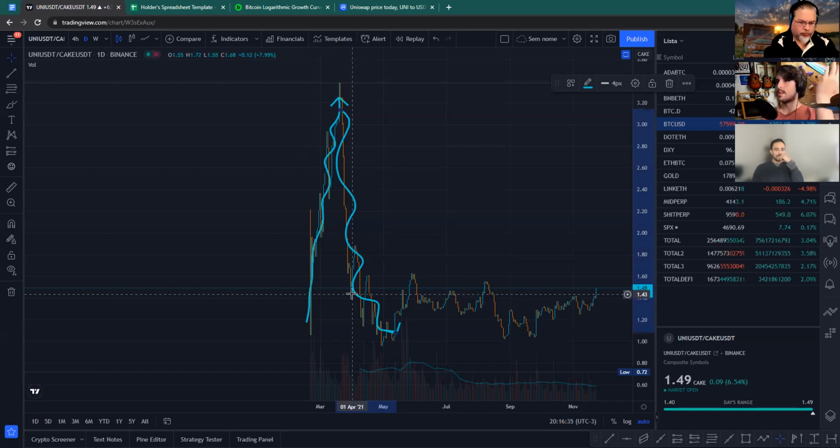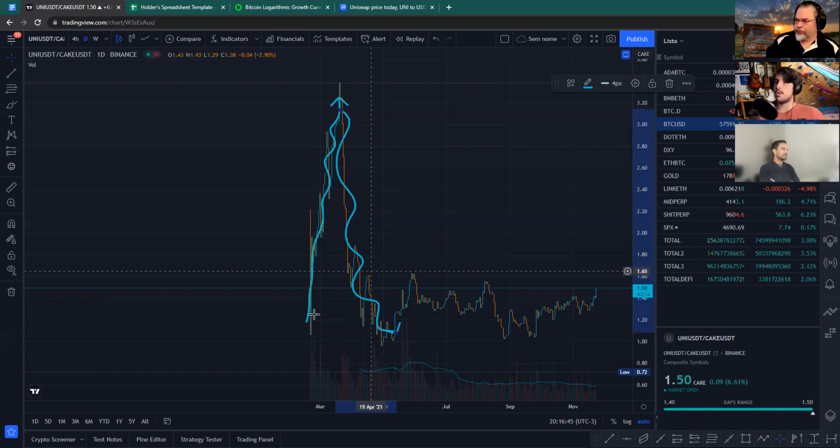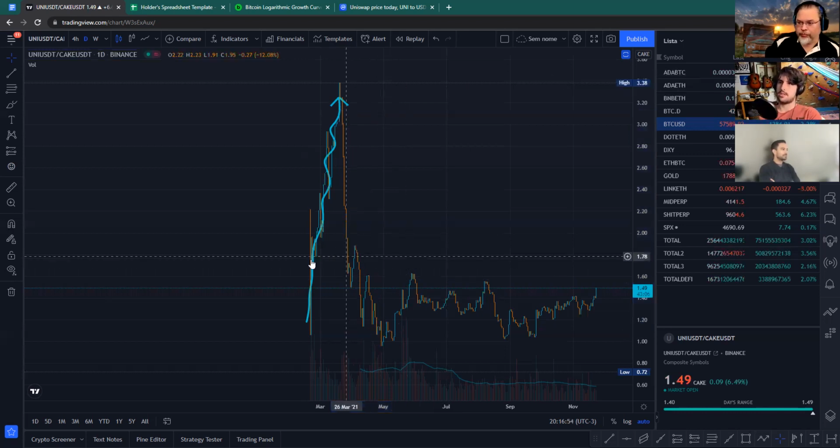So from this, I could maybe infer that whenever Uni makes a run, Cake waits a little bit, and then it makes a run just as big or even bigger in this case over Uni. Okay. So this is also a good point to take into consideration, how it's performing against not only the main coins, so against Bitcoin and against Ethereum, but also against the coins that it's similar to.